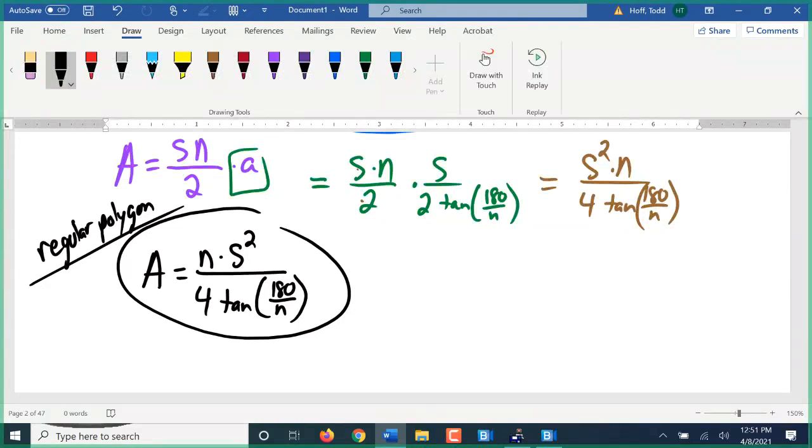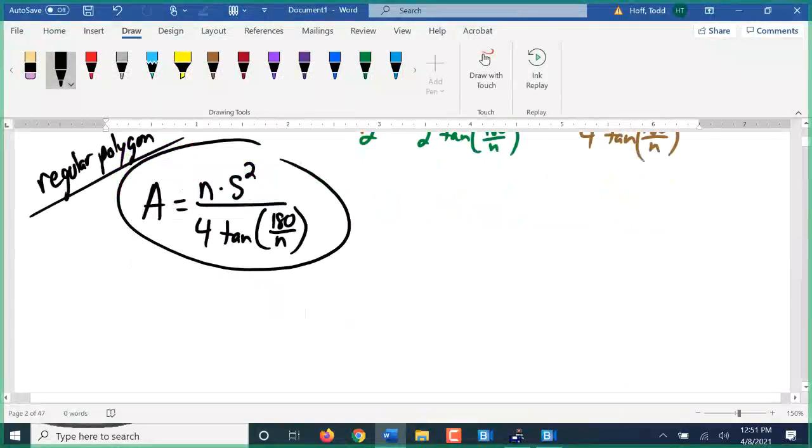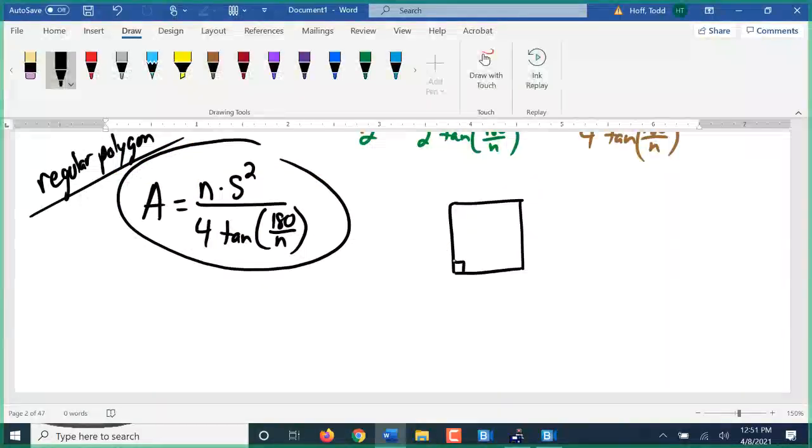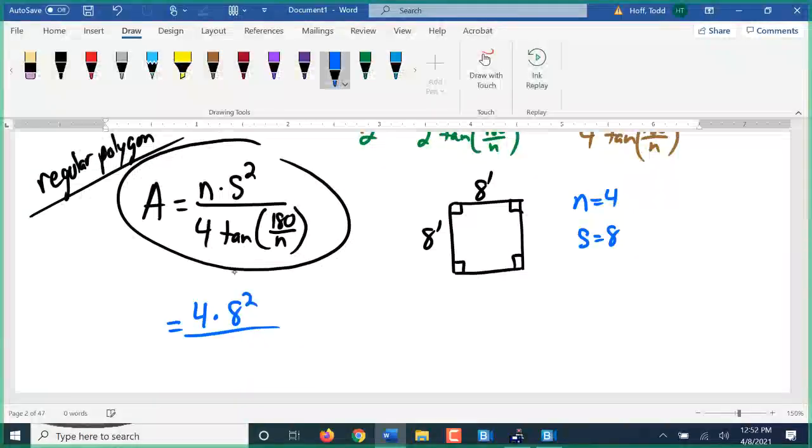Let's apply it. First, I want to verify that it works for the simple case, a square. So let's say we have an 8-foot by 8-foot square. That is a regular polygon. It is 4 sides. So here n equals 4 and s equals 8. So this will be 4 times 8 squared over 4 times the tangent of 180 over n, which is still 4.